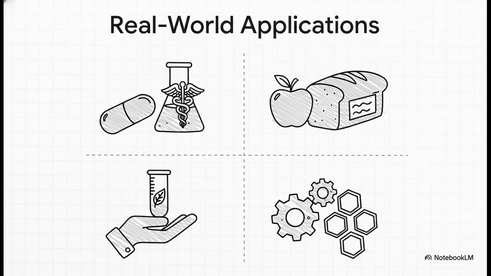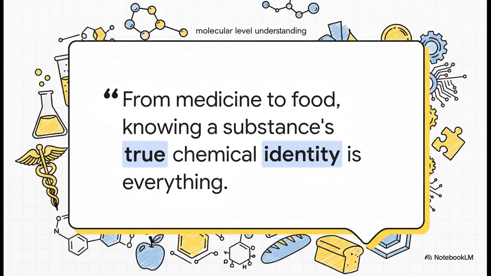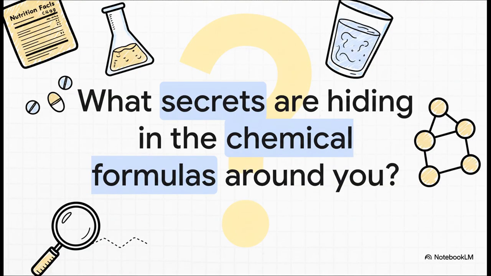It is literally everywhere. At the end of the day, this whole process isn't just about solving puzzles on a whiteboard. It is a fundamental tool that ensures our safety, it drives innovation, and it helps us understand the world around us at its most basic molecular level. It's everything. So the next time you look at a nutrition label, or you take some medicine, or even just pour a glass of water, just remember that its chemical formula tells a story that chemists, using these very methods, had to figure out. So, what other secrets do you think are hiding in plain sight, just waiting to be decoded?